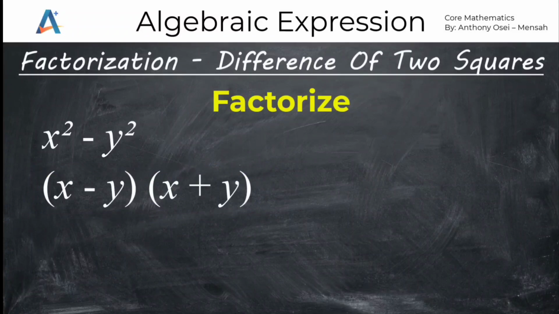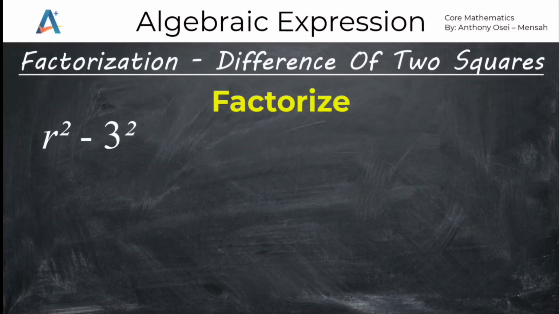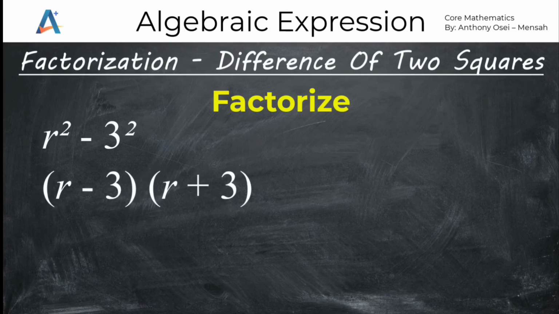Question number 3 reads, factorize r squared minus 3 squared. Checking from the question, you realize that r squared is a square and 3 squared is also a square. So we have two squares with a subtraction sign representing the difference. So difference of two squares. To factorize difference of two squares, we need to draw two brackets. Then we need to get the first number r subtracted from the second number 3. So r minus 3. Then we do the addition of the two numbers, r plus 3. So this becomes the final answer.